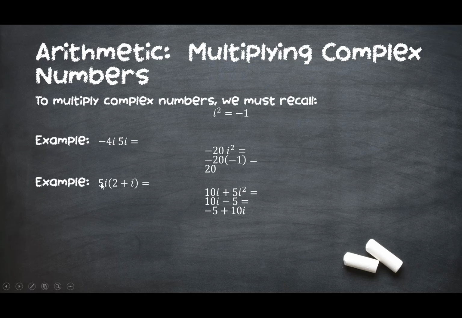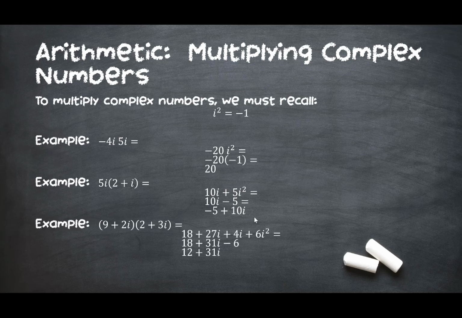So let's note we have 5i times 2 plus i. 5i times 2 gives me my 10i. And then 5i times the i gives us 5i squared. So the 10i comes down, and let's recall that i squared is negative 1. So we get 10i minus 5. So this is equal to negative 5 plus 10i, again to put it in that a plus bi form.